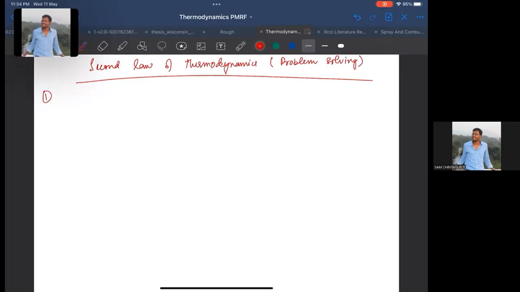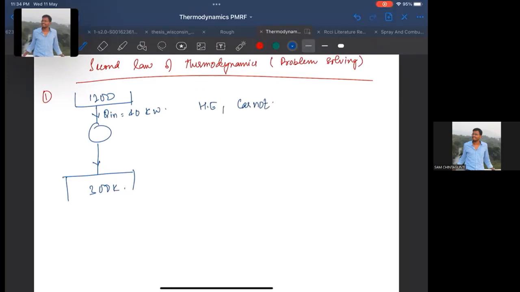Let's start with simpler questions. In the first question, it is given that a heat engine working on Carnot cycle receives heat at a rate of 40 kilowatt from a source of 1200 Kelvin and rejects it to a sink at 300 Kelvin. The heat rejected is. So this is 1200 Kelvin and this is 300 Kelvin. Here this receives heat at a rate of 40. Qin is equal to 40 kilowatt, and it is given as heat engine and it is Carnot.